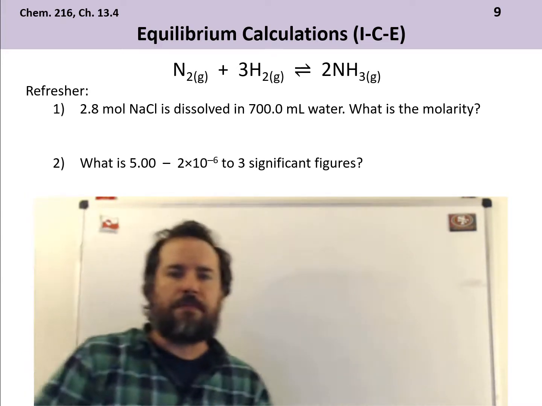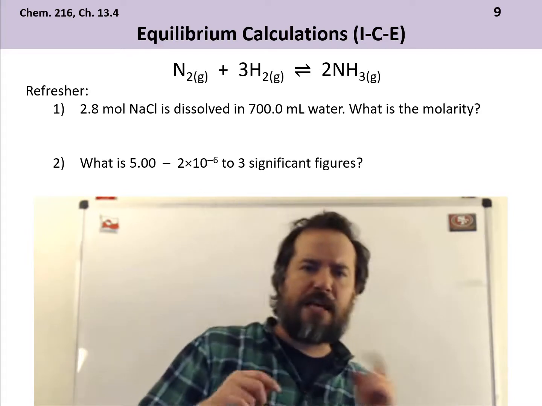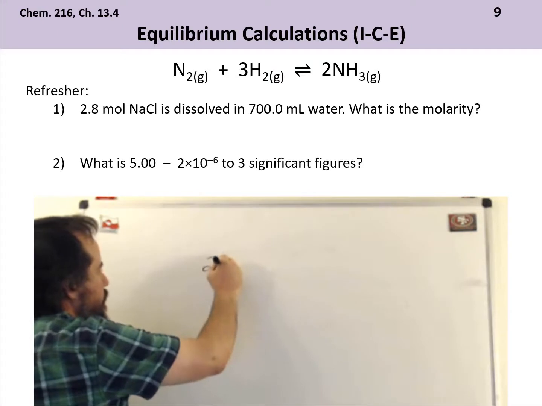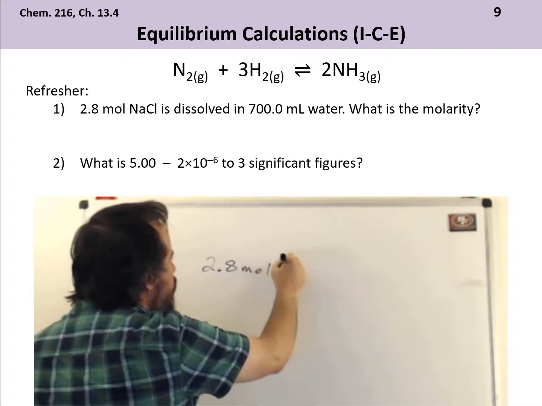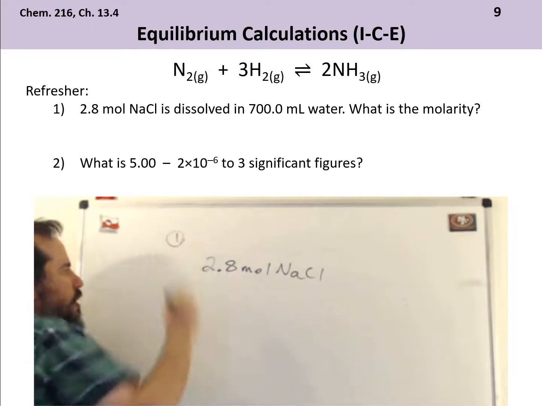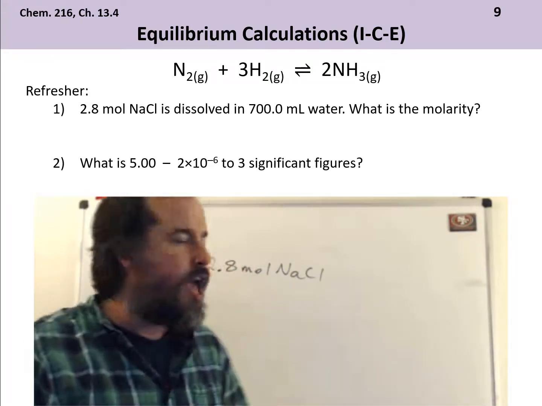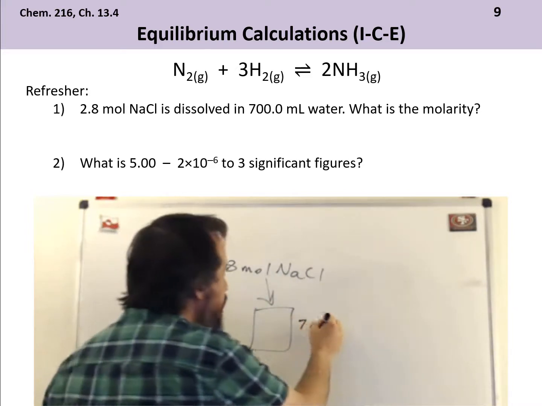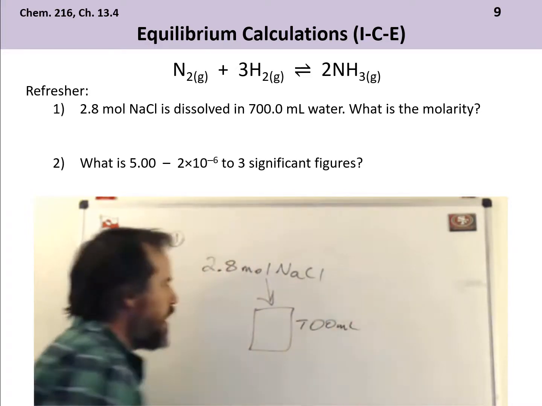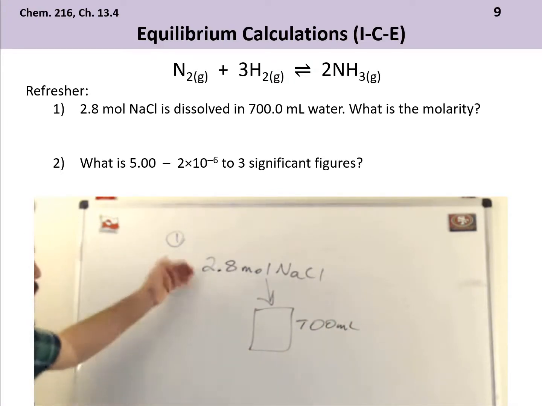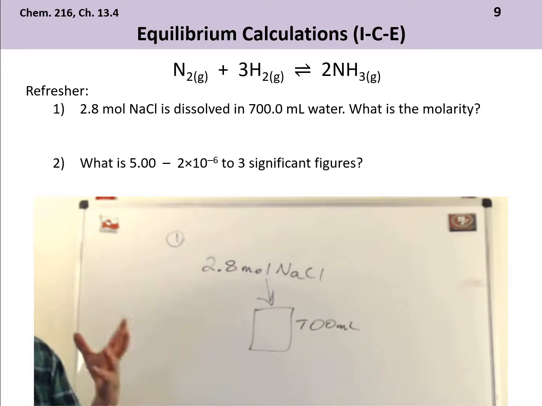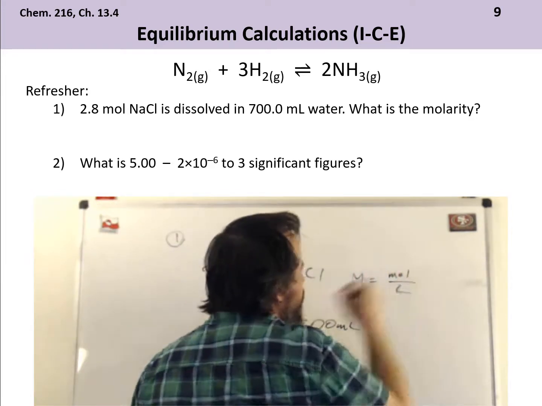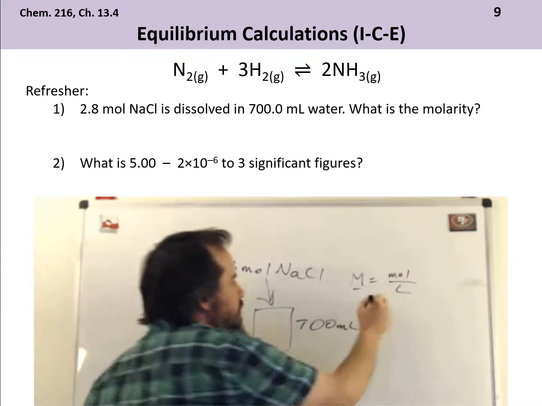All right. So number one, let's say we have 2.8 moles of NaCl, and we dissolve this into 700 mLs of water, okay? Remember, NaCl, that's table salt. And we want to know its molarity. Well, what is molarity? Molarity is moles per liter. We've done this enough this quarter, so we probably know this. Moles over liter.